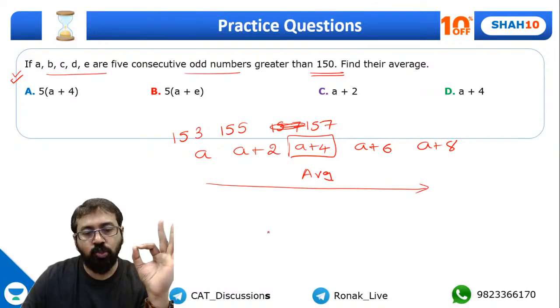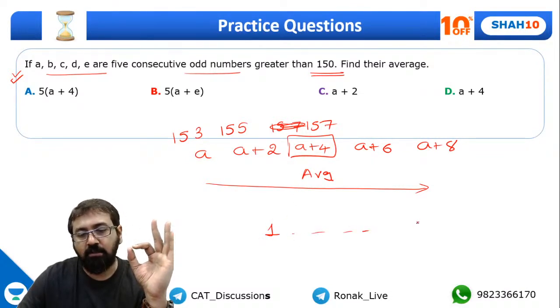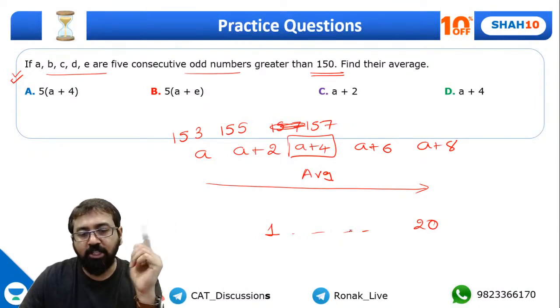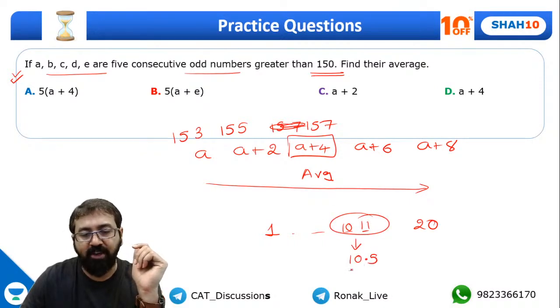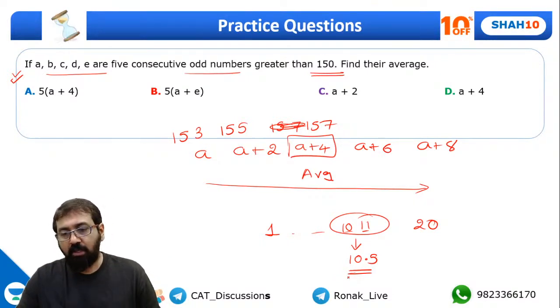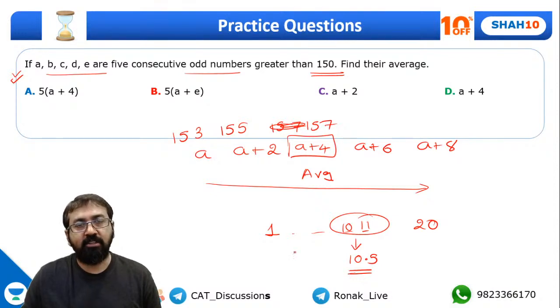For example, if I ask you 1 to 20, these are 20 consecutive numbers. What is the average? The average will always be the center number. Now here there will be two numbers at the center, so take the average of these, it will be 10.5. Straight away, you should not require any calculations. Are you all clear with this point? Everyone?